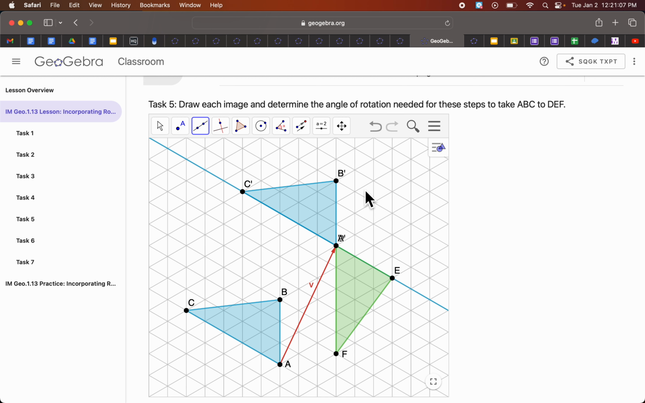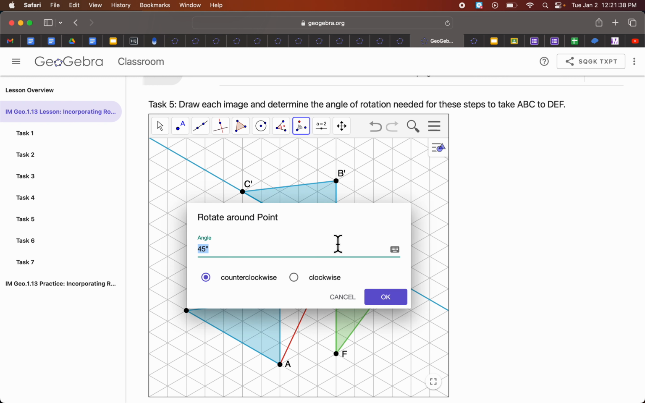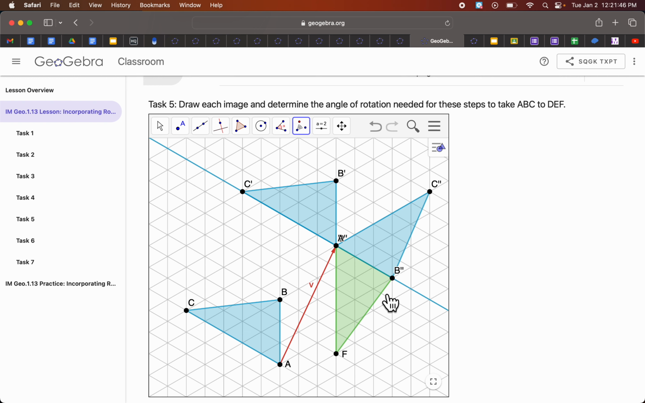So if each triangle is 60 degrees, and we have 4 triangles to do, then that would be 4 times 60. Well, what's 4 times 6? 4 times 6 is, let's see, 6, 12, 18, 24. So 24, not 24, but 240. So let's try it. Okay, so we're going to rotate this object counterclockwise around this point, and we're going to do 240 degrees counterclockwise. Boom. All right.